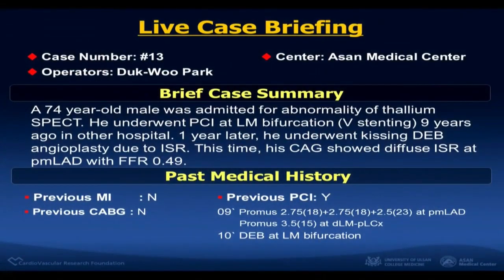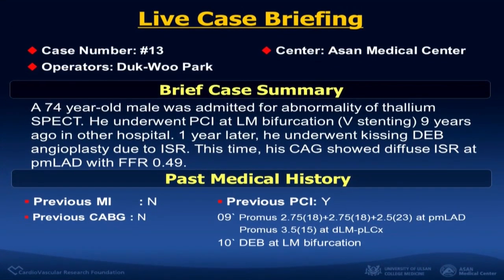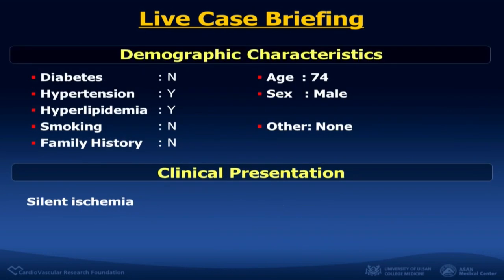Yes, this patient is a 74-year-old male who came to our clinic for an abnormal thallium scan. He underwent PCI at the left main bifurcation, done by V-stenting 9 years ago in another hospital. One year later, he underwent kissing balloon angioplasty for ISR. At this time, his coronary angiogram showed diffuse ISR at the proximal to middle LAD and circumflex stent. FFR for the LAD was 0.49 and for the circumflex was 0.9. He has hypertension and dyslipidemia, so his clinical presentation was silent ischemia.